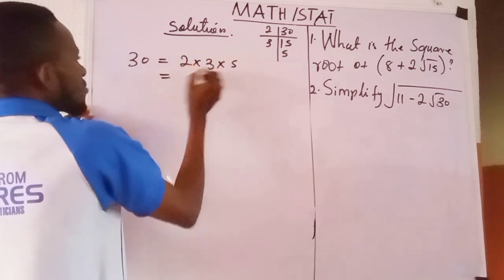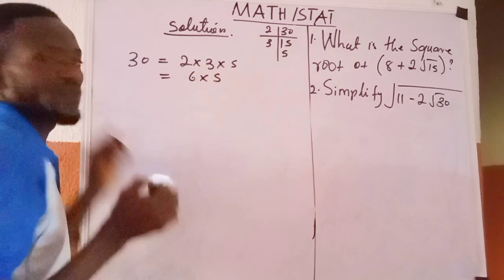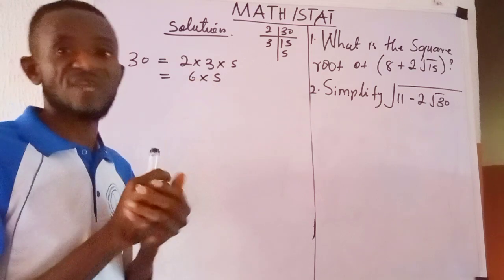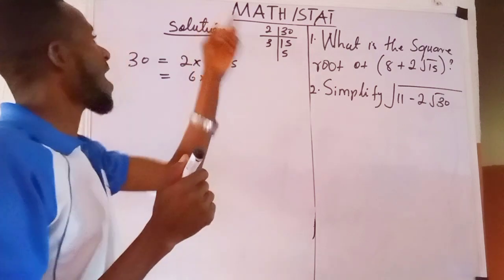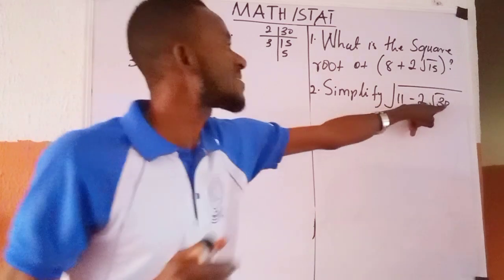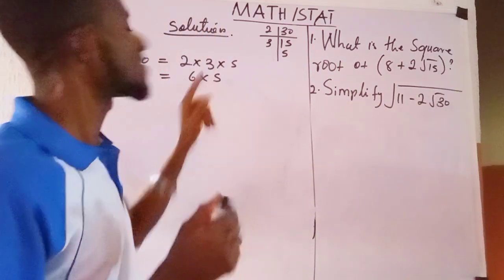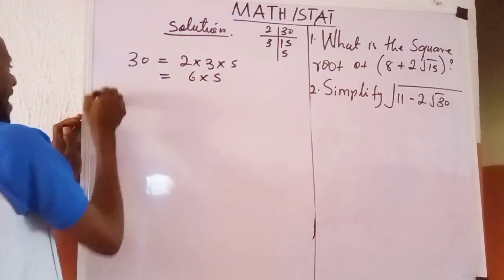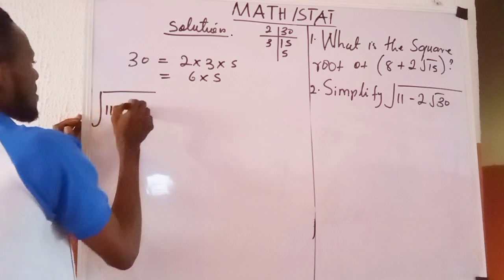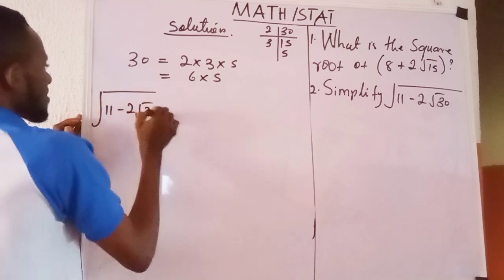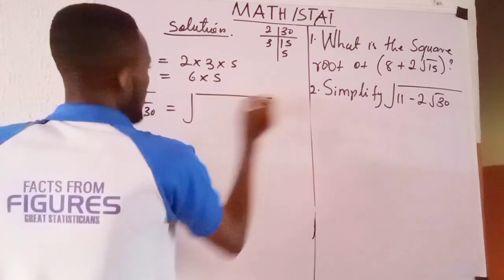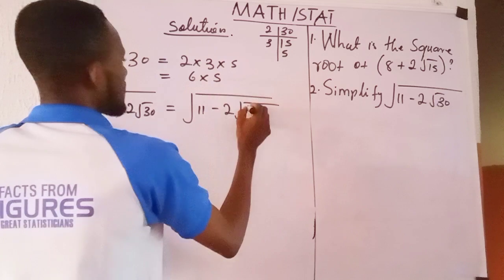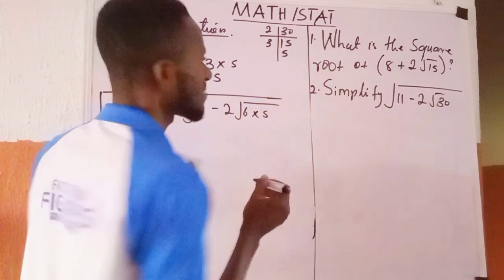Which can be written as 2 times 3, which is 6, times 5. So anywhere I see 30, I am free to use 6 times 5 there. For that reason, I will return back to this problem. Anywhere I see 30, I'm now going to replace with 6 times 5. And in that case, that problem becomes the square root of 11 minus 2 root 30. It's going to be the same thing as the square root of 11 minus 2 square root of 6 times 5. They are the same thing.